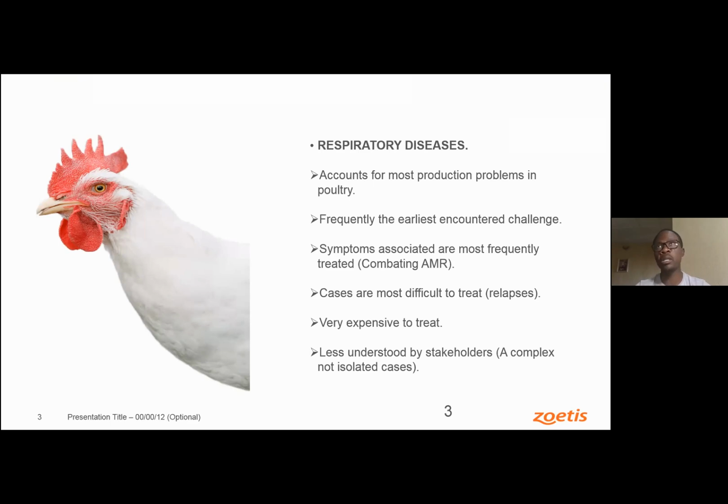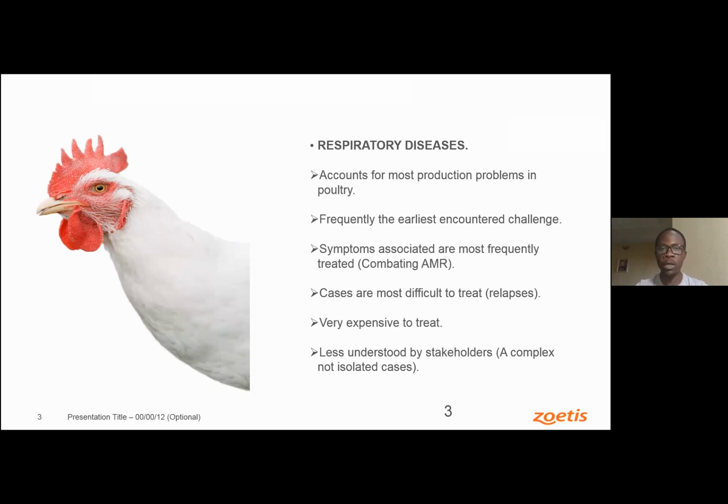And then the symptoms are most frequently treated in poultry. So if you want to talk about the usage of antibiotics, even vaccination for prevention and stuff like that, the respiratory system takes a lot. They are the most difficult to treat. They relapse a lot, and I'm going to be talking about one of the reasons why you have most of these relapses. Also very expensive to manage. And then they are the least understood.